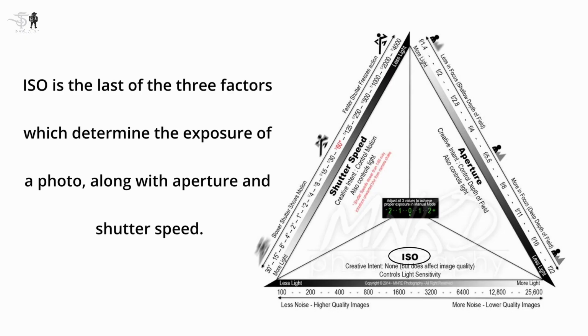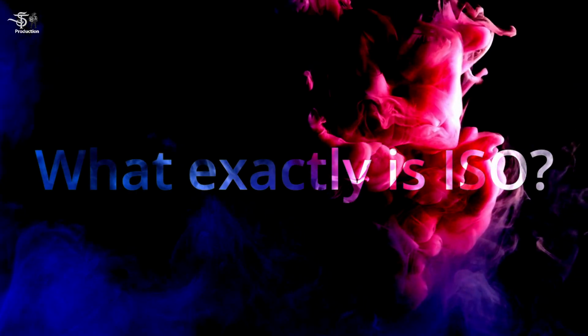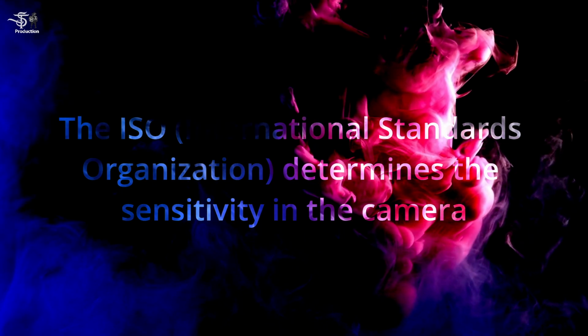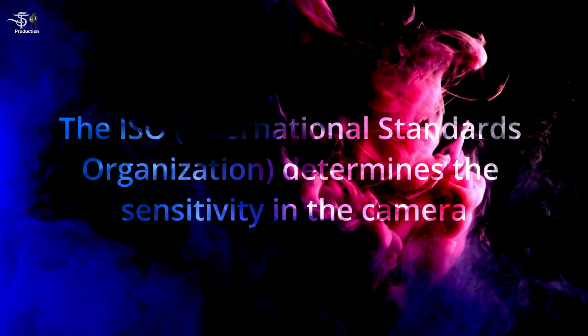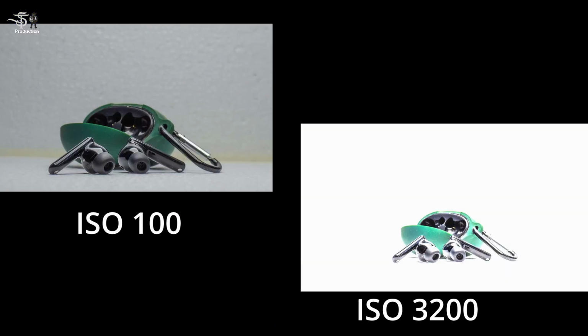Section 4: ISO. ISO is the last of the three factors which determine the exposure of a photo, along with aperture and shutter speed. What exactly is ISO?